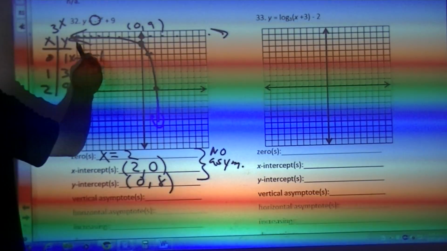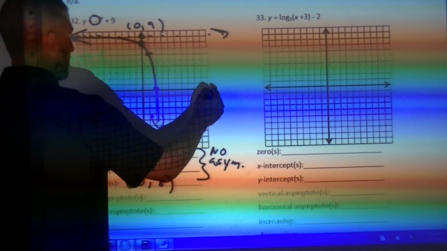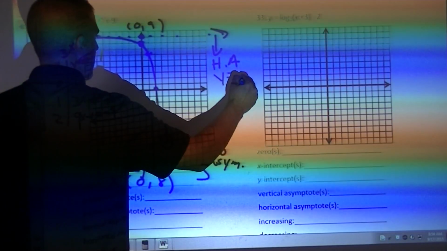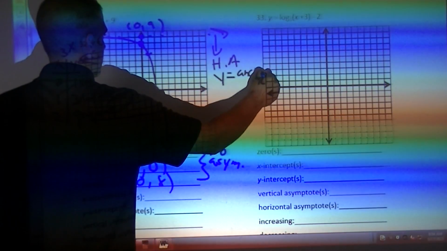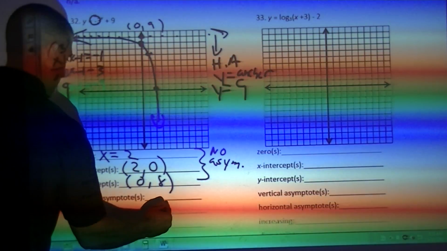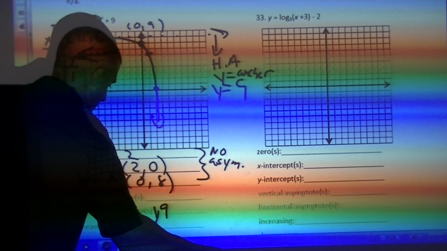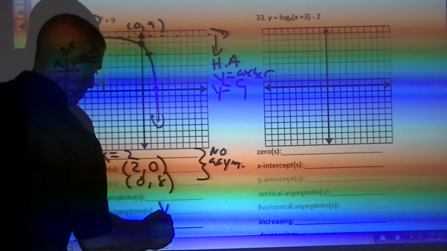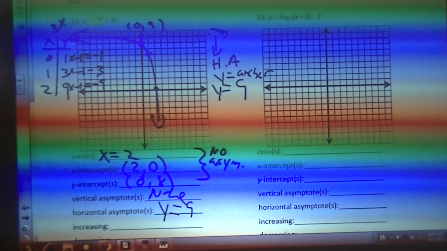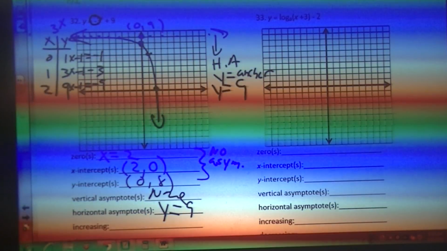Now, we have a horizontal asymptote, and just to let you know, when you have a horizontal asymptote, that's a y equals equation of our anchor. So that's going to be y equals 9. Make sure you write the y equals. You will lose points if you do not. So this is done here. Increasing. Now, how we label this.